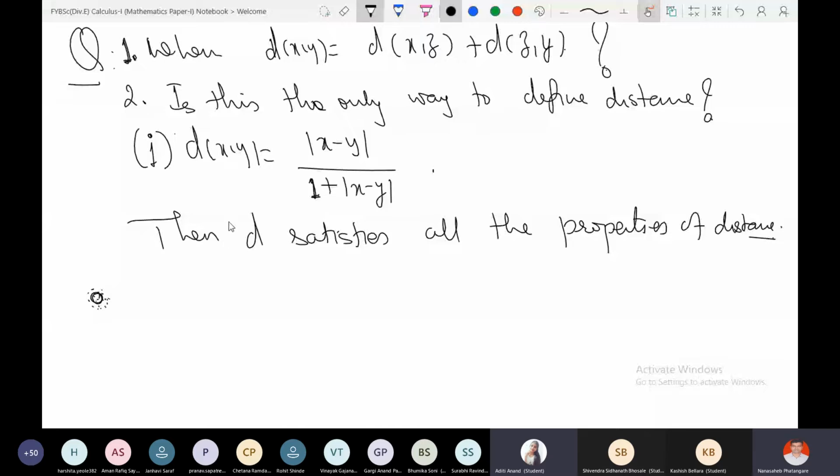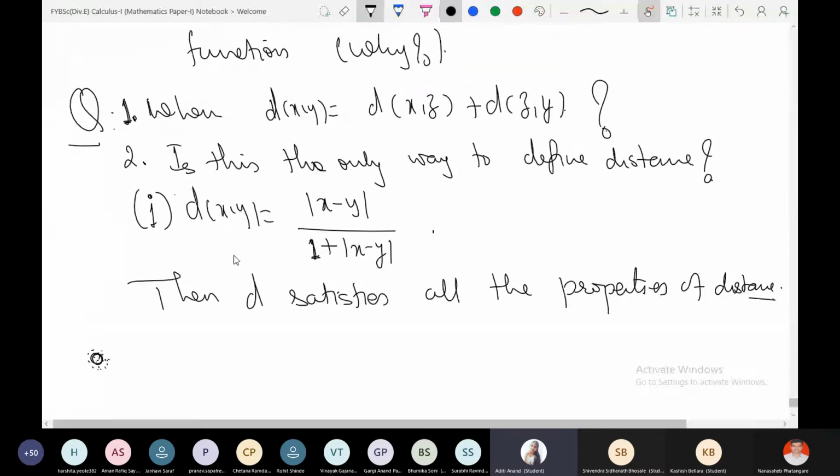Sir, is the answer to the first question that if x, y, z are collinear and x divides the line joining x and y in a ratio? Yeah, that is correct. That is actually the answer, but you will prove it. Write down the detailed proof. Right? Okay, sir.